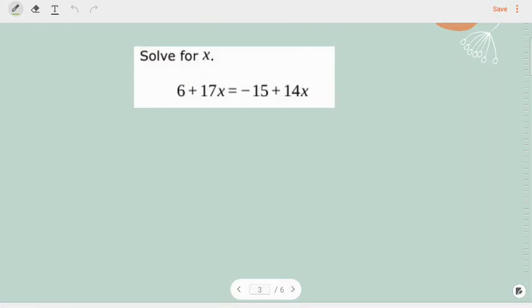Okay, let's practice that again. Okay, variables, where are they? They're on both sides. Okay, next question, which is the bigger variable? Well, 17 looks bigger to me than 14. So this is my variable side, and this is my number side. If this is my variable side, what do I not want on my variable side? Well, 17 has a variable, but 6 doesn't.